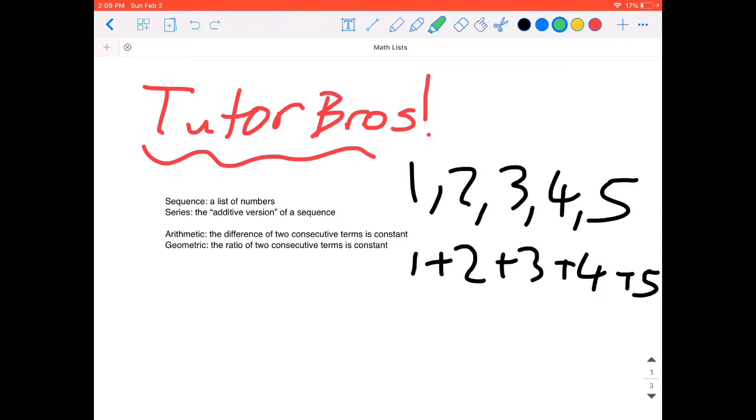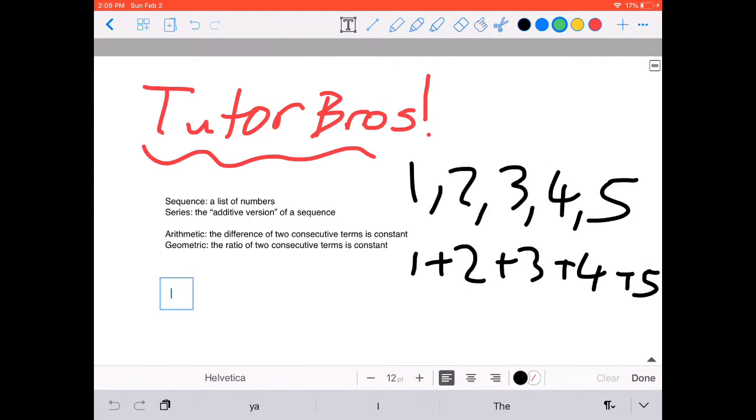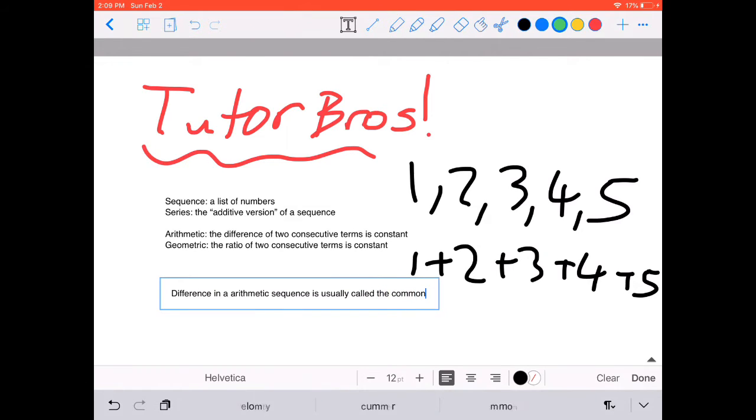In an arithmetic sequence, the difference of two consecutive terms is constant, and this difference in an arithmetic sequence is usually called the common difference.